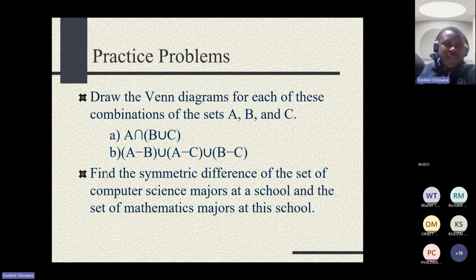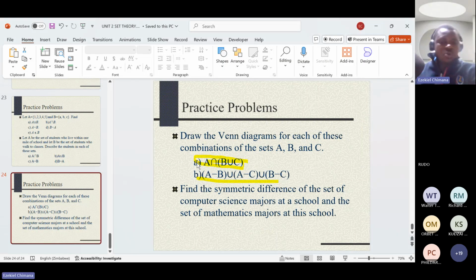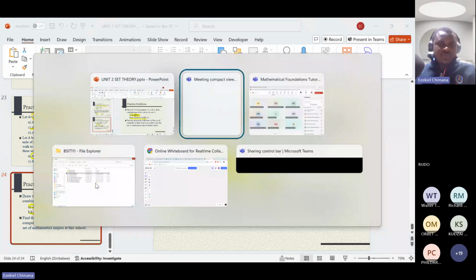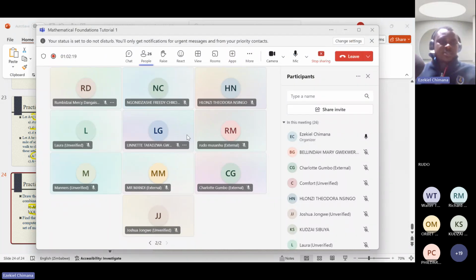And then you need to practice to draw the Venn diagram. Maybe I give an A intersecting B union C. You must be able to shade the required region of these sets. And then that's all on sets. I don't know if I've got questions on the sets. That's all what I have for this lecture on sets.